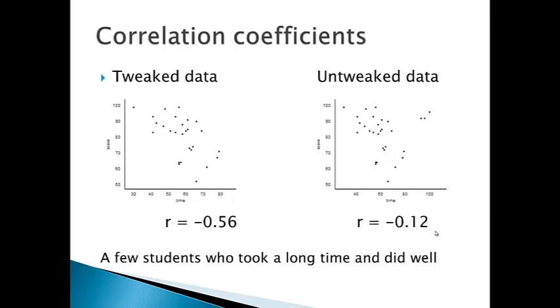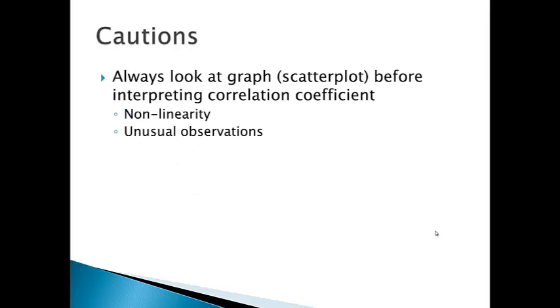The addition of only a few students who took a long time and did well has radically changed the correlation coefficient. This is an example of how extreme observations oftentimes have a large impact on the correlation coefficient.